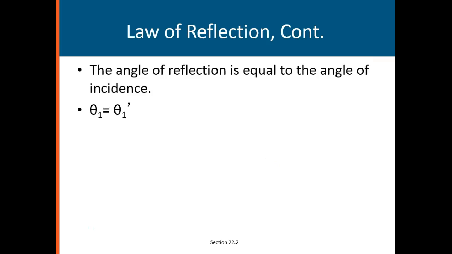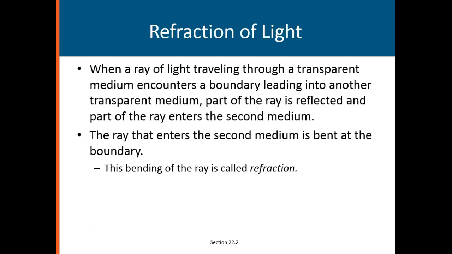The angle of reflection is always equal to the angle of incidence whether you have specular reflection, which is perfectly smooth surfaces, or diffuse reflection, where the reflected rays are in all different directions, okay? But your incident angle, theta 1, is always equal to the reflected angle, theta 1 prime. Okay.